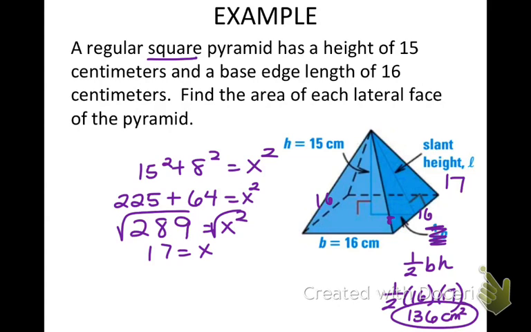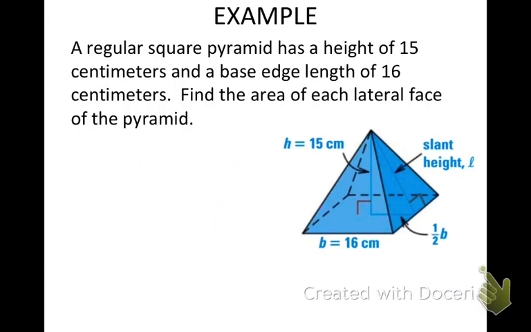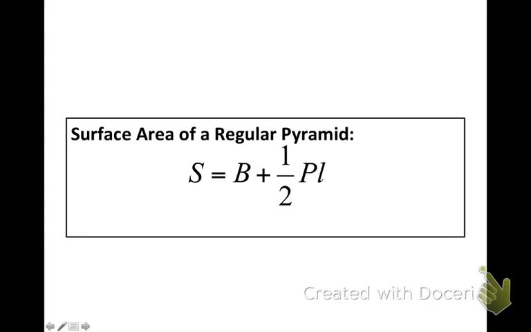Because you're going to need to do slant height when you're finding surface area. So our surface area formula for a regular pyramid is as follows. So again, capital S stands for surface area. Now, unlike a prism, we only have one base, so that's why it's just 1b and not 2b, like our prism formula.